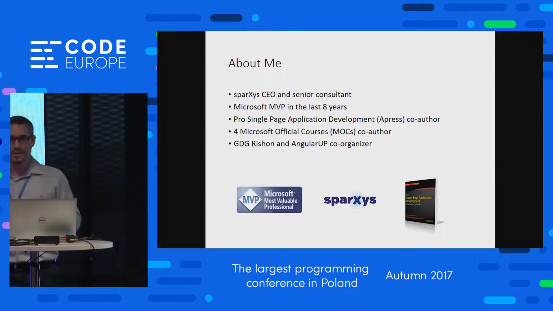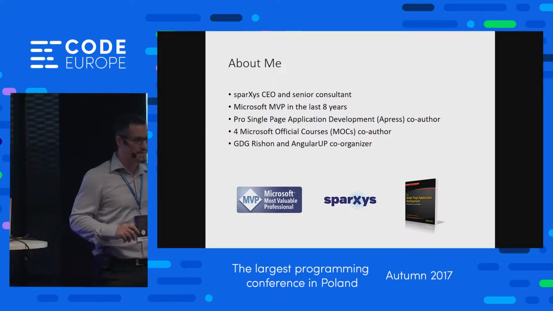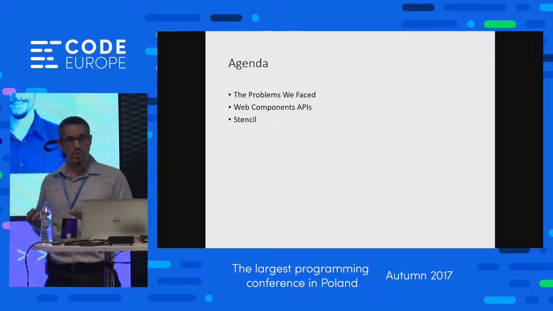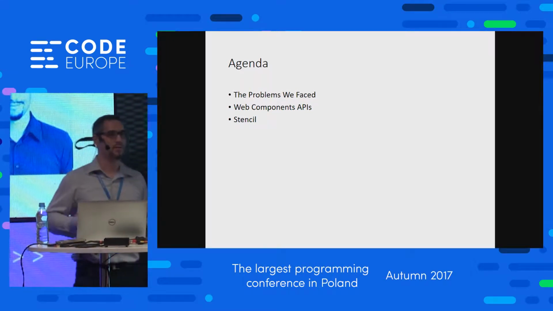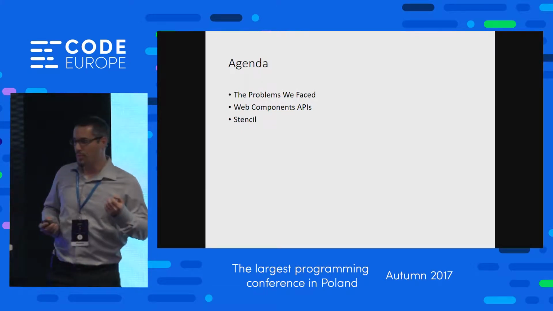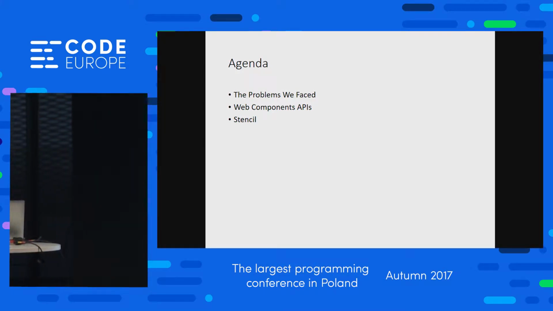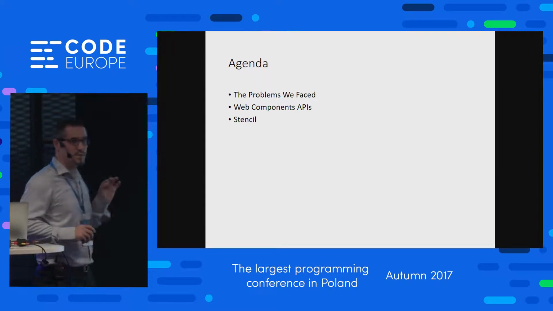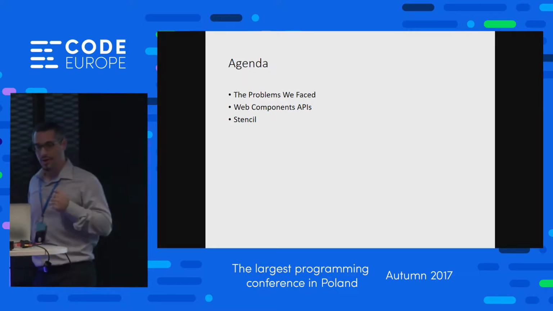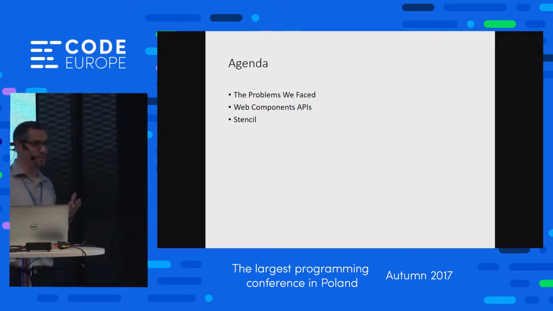So what we're going to do in the next 45 minutes. First of all, I want to share with you some problems that we faced in the past. And those problems were solved by Web Component APIs, which is the second thing that I'm going to share with you and tell you about. If you're not familiar with Web Component APIs, then after this session, you will be familiar a little bit with those concepts. And then I'll drill down into Stencil. Stencil is a new compiler, a very interesting compiler, and I urge you to go and learn about it after this session. So let's just start with the first problem.